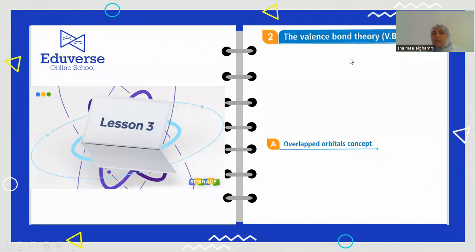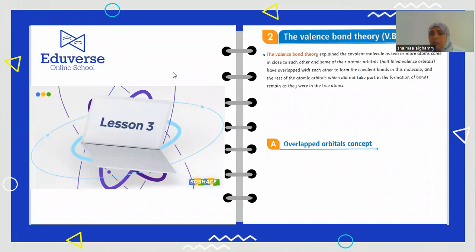Number 2, the valence bond theory. Valence bond theory explains that the covalent molecule has 2 or more atoms, each with a half-filled valence orbital containing only 1 electron, which overlap with each other to form a covalent bond in the molecule, and the rest of the orbitals which didn't take part in the formation of bonds remain as they are.